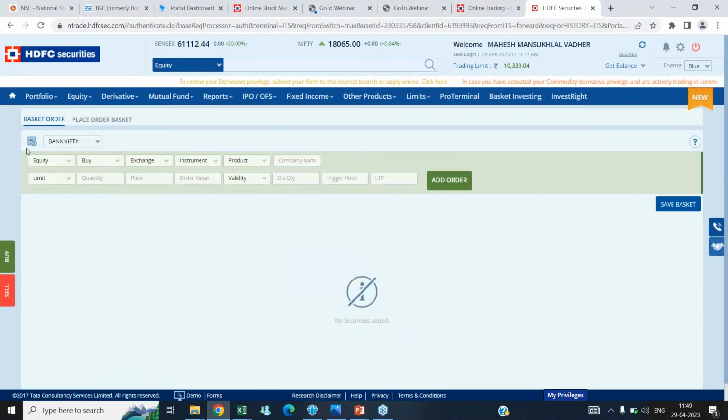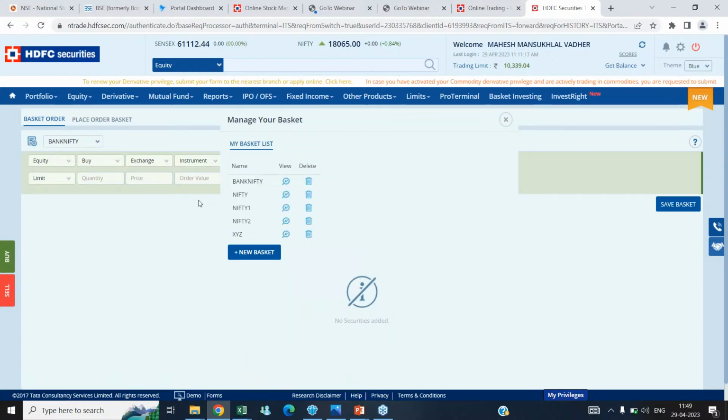After clicking on basket order, there is a setting symbol in it. You need to create a basket. As I told, only 5 baskets are allowed. So I'll just delete one of the baskets which I have made.